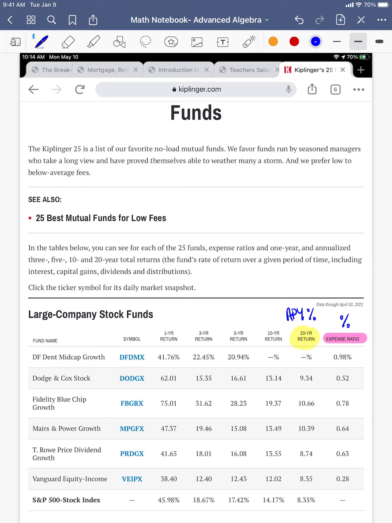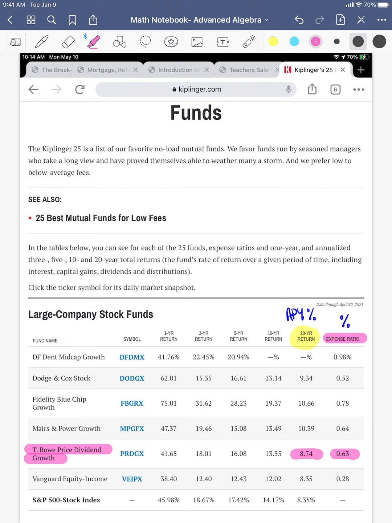So you just go through and you choose one. It doesn't matter which one you choose, but obviously you want one that has a higher APY and a lower expense ratio. So you're going to make that decision. For me, I'm going to choose this one. Let's see. I will choose the T. Rowe Price Dividend Growth, which has this APY and this expense ratio. Don't choose the same one. So you're going to choose a different one.